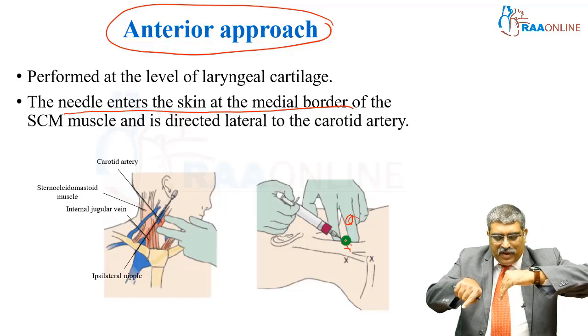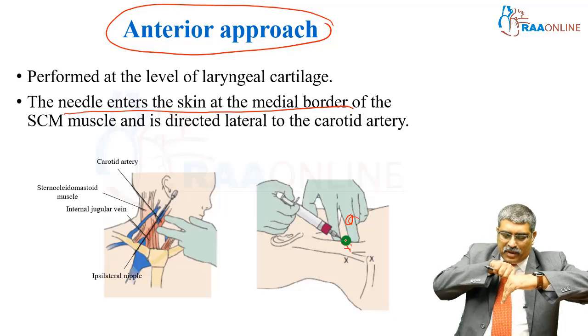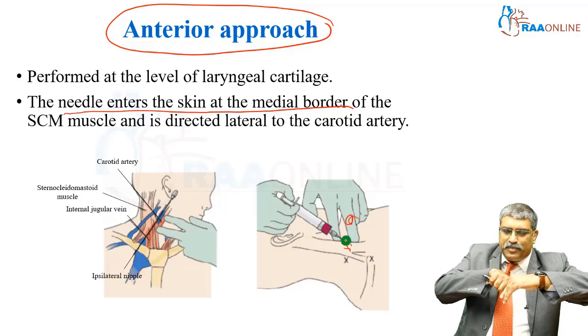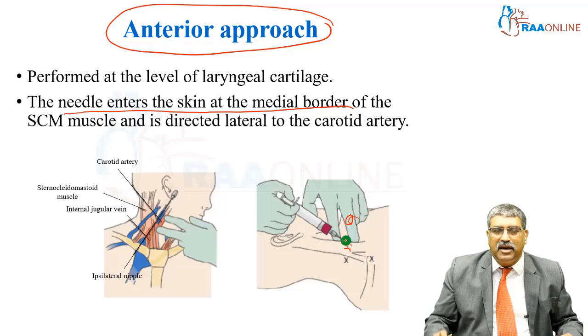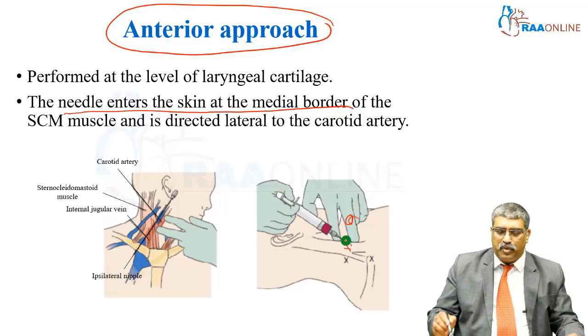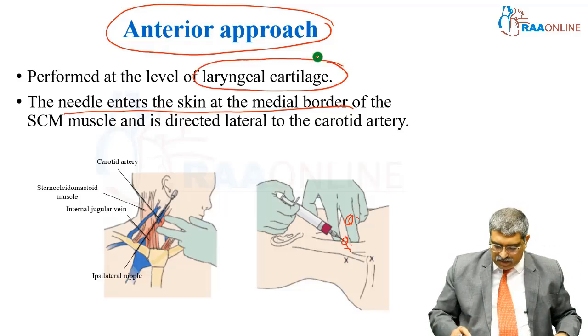You will feel the carotid artery, move the carotid artery a little bit, and from the medial aspect, you go like this and cannulate the jugular vein. That is the anterior approach and it is at the level of laryngeal cartilage.